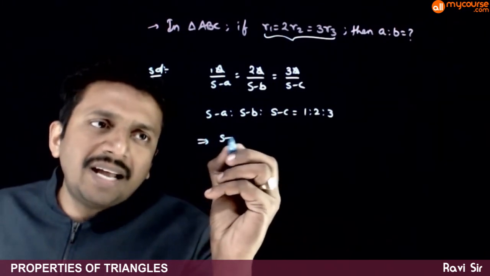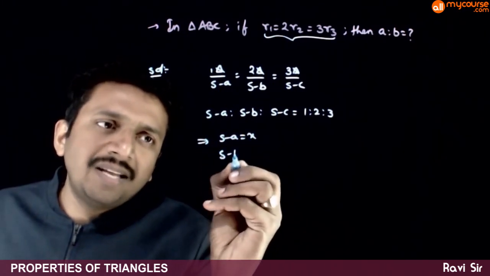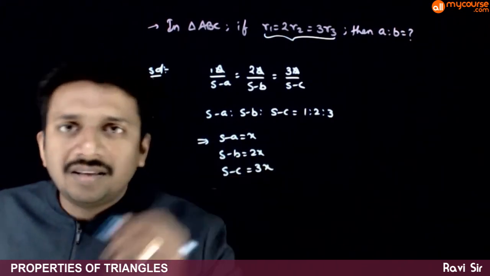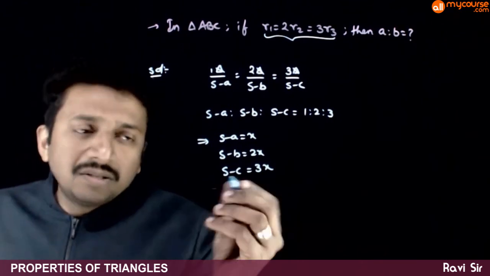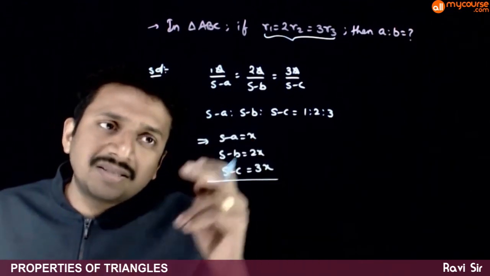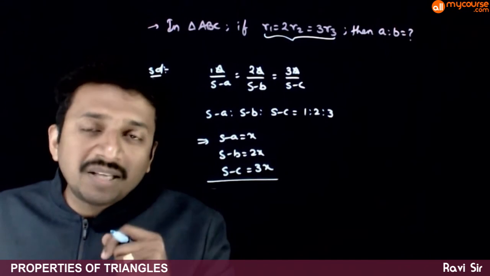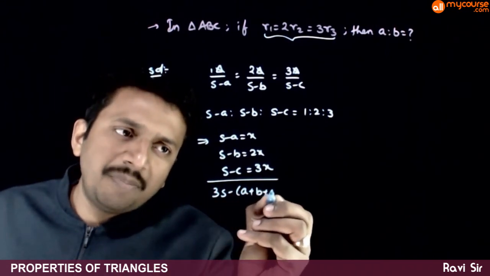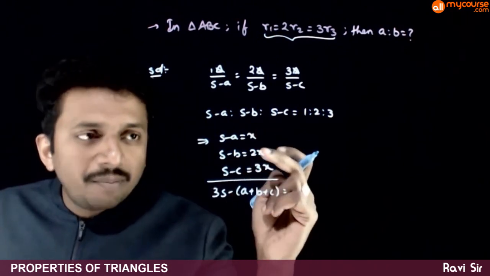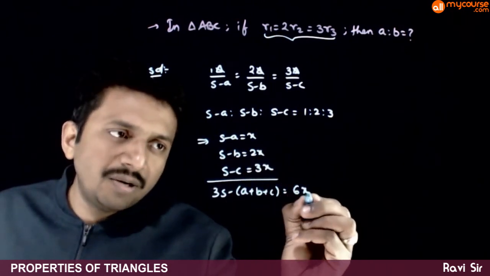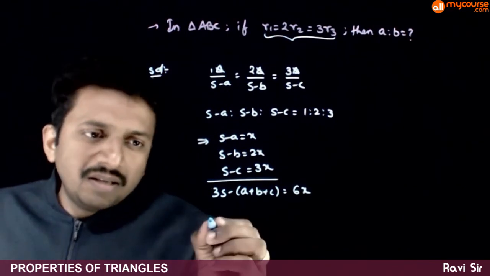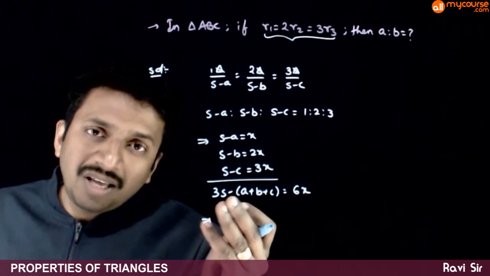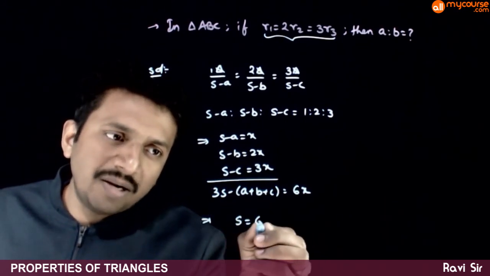So I can write S minus A as x, S minus B as 2x, and S minus C as 3x. So this implies, if you add all this, 3S minus (A plus B plus C) is equal to x plus 2x plus 3x, which is 6x. And A plus B plus C, as we know, is 2 times the semi-perimeter. So 3S minus 2S is S, which is equal to 6x.